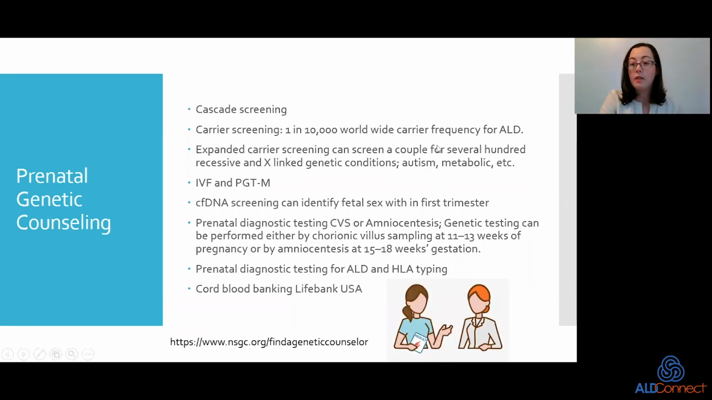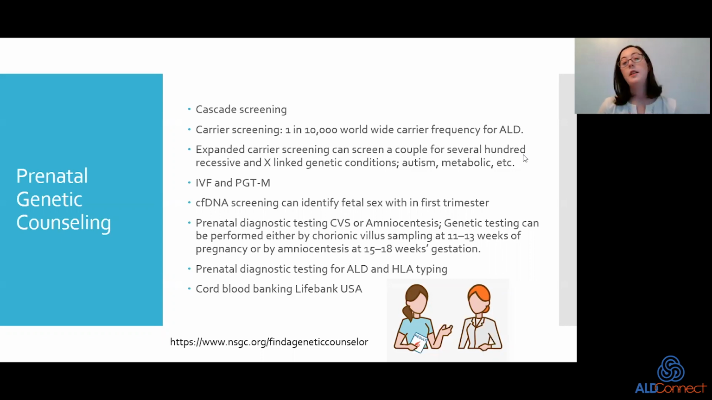So I did want to talk to you guys about family planning options and different genetic testing options that we have, as I am a prenatal genetic counselor. One thing that I will say is it's very important to do cascade screening. And what that means is when an individual with ALD is identified in a family, it's very important we identify the familial mutation and we test other family members, both men and women, for the condition.